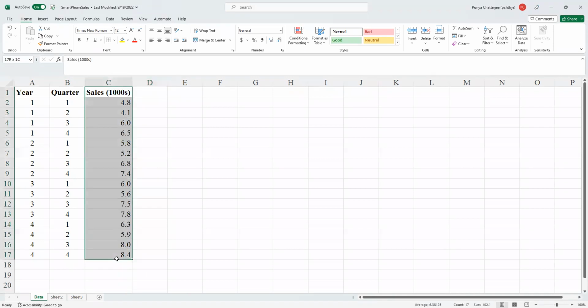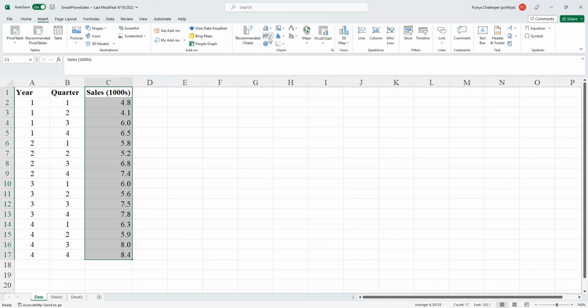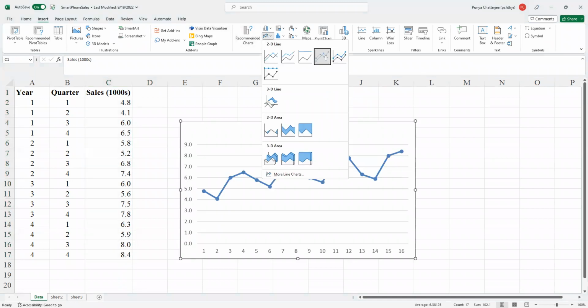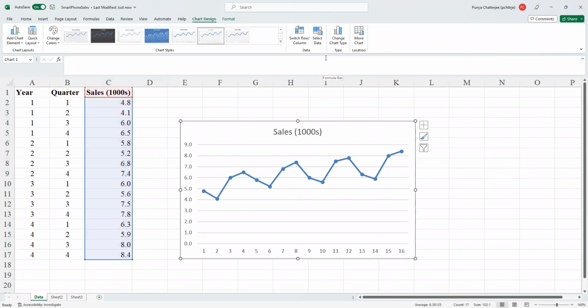First we are going to select the whole data set, go to insert, and do a time series plot. What we see here is that the data has seasonality: quarter one, two, three, four, and four is a peak. Again, four is a peak, again, and again. All the quarter fours are peaks and all the quarter twos are lows. So this data definitely has a seasonality pattern in it.